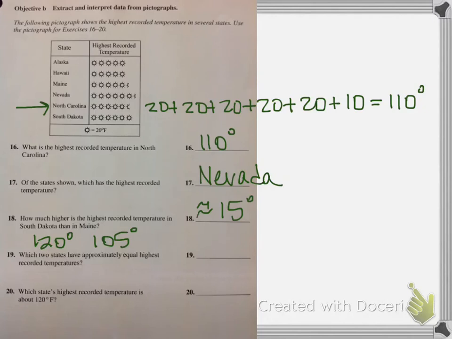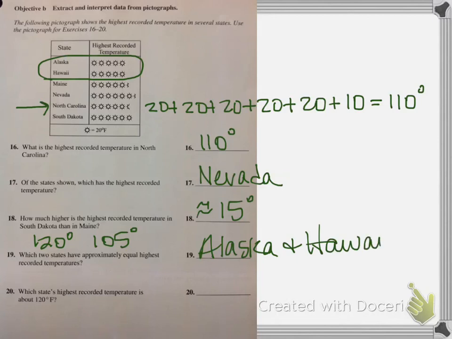Which two states have approximately equal highest recorded temperatures? Well, when we look at our pictograph, we have two states that seem to be the exact same, which sounds kind of strange when we look at the data, but Alaska and Hawaii. And which state's highest recorded temperature is about 120 degrees Fahrenheit? Well, it looks like we already saw that one, and it was South Dakota.